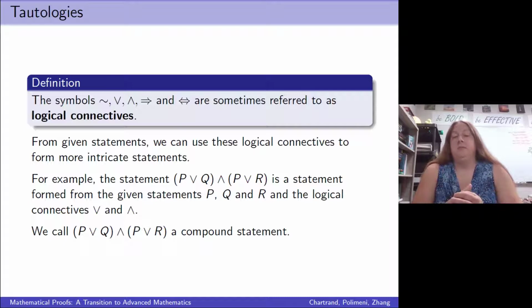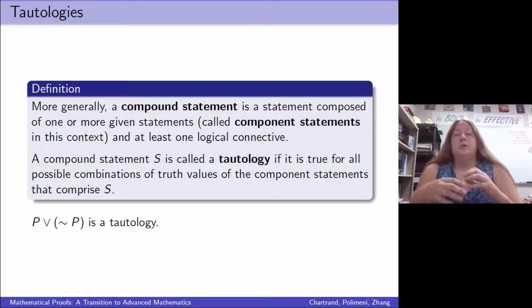There's an example of a statement there: we have P or Q and P or R. So we're using three statements, P, Q, and R, and we're using the connectives of a disjunction and a conjunction to put all of these things together into a more complicated logical statement. So statements like this are called compound statements. They're composed of one or more statements. We only necessarily need one logical statement, but we can use more. And they have at least one logical connective.